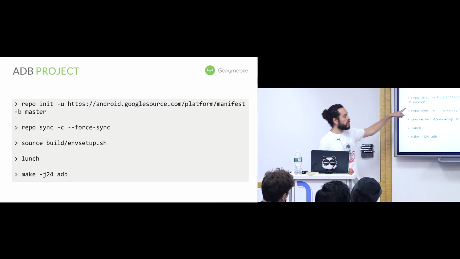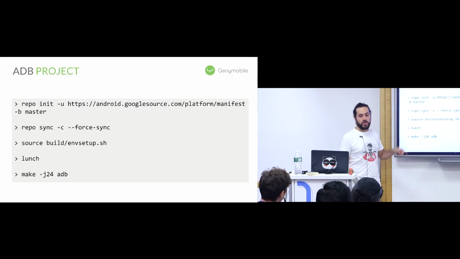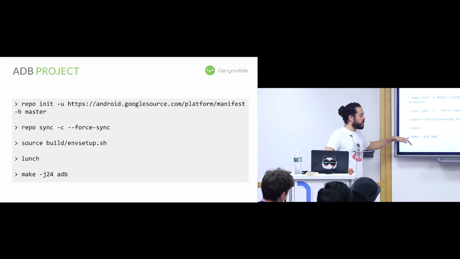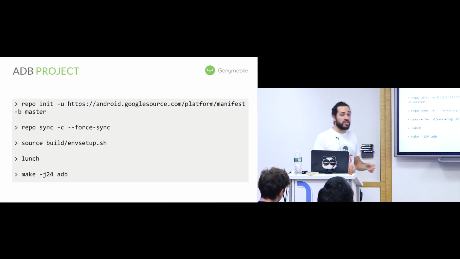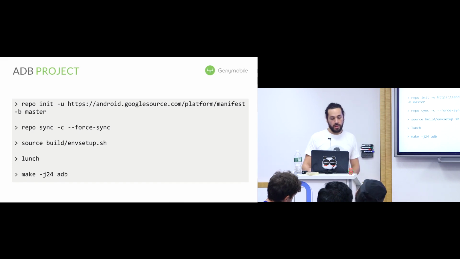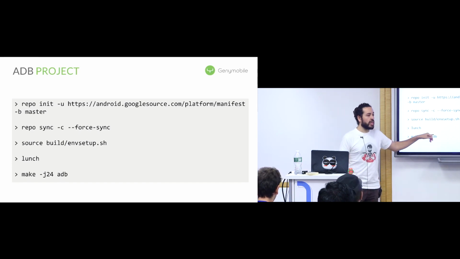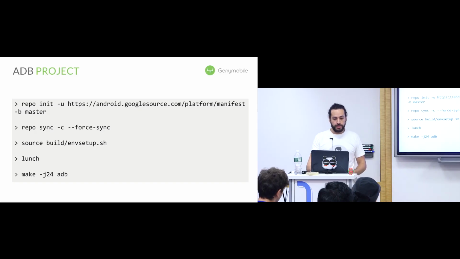To get the source code, you need to be on the master branch. Then you repo sync. Then you have a few environment setup steps, and you run make -j24 if you have a good computer, and adb. And this will ask to build the ADB module.